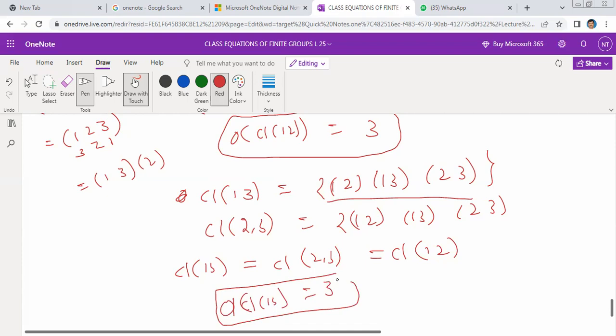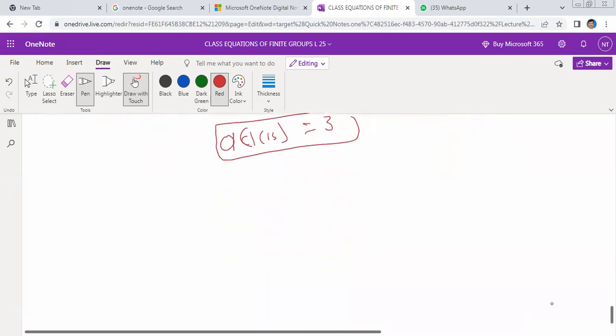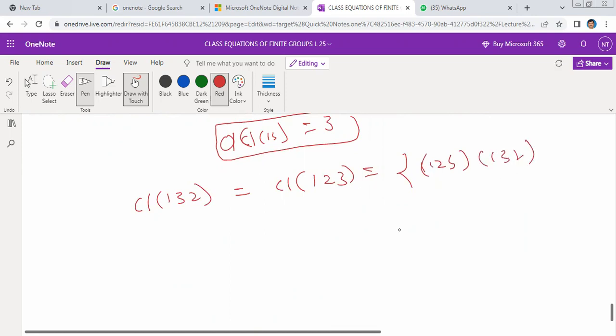The order of classification of this is equal to 3, am I right? Okay. Next, the classification of 132 is the same as the classification of 123; both are the same. Due to time factor, I'm writing directly: the order of classification of this is equal to the classification of 123, which is equal to 2.